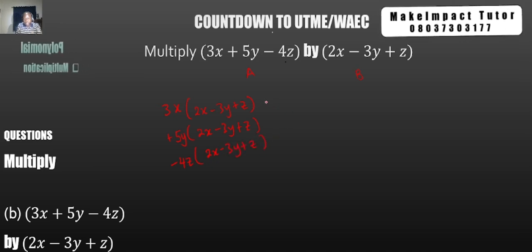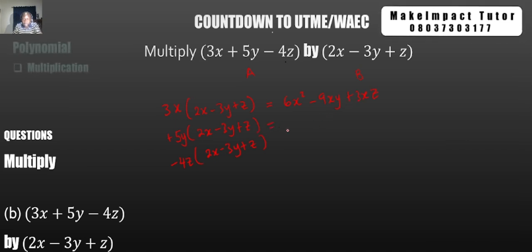Okay, so let's look at the result. 3x times 2x is going to be 6x squared. 3x times minus 3y is going to be minus 9xy. 3x times z is plus 3xz. I like to cross my z in order to avoid confusion between z and 2.